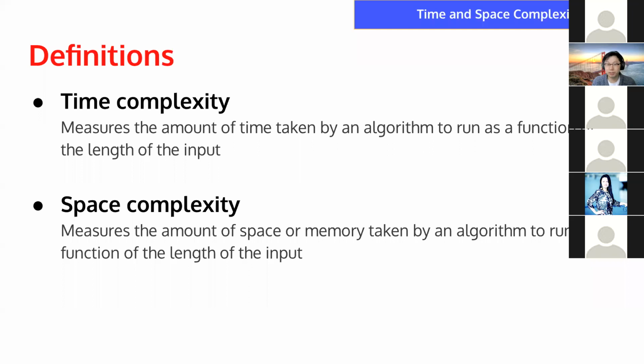And that's a similar story with space complexity. Space complexity measures the amount of space or memory taken by an algorithm to run as a function of the length of the input. So once again, this is similar to time complexity, but instead of measuring the time that it takes, this measures the amount of space or memory. When people talk about memory, they usually talk about how much RAM it takes to run. So that's what it means.